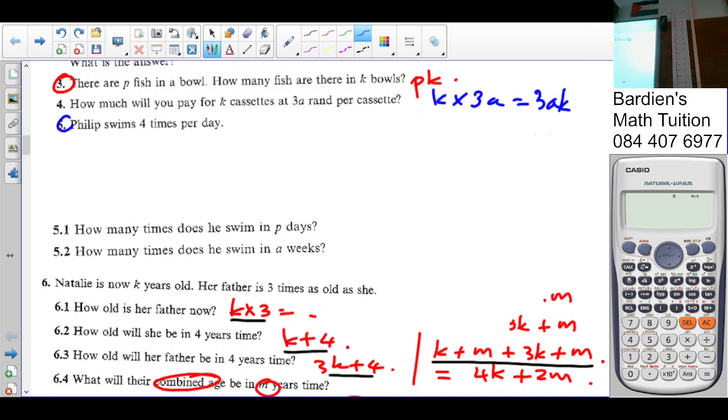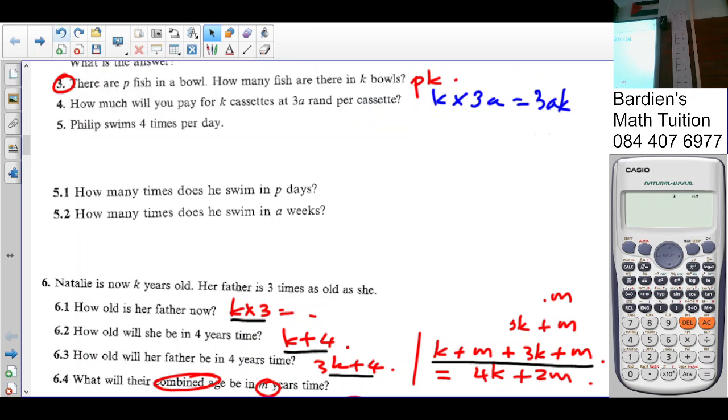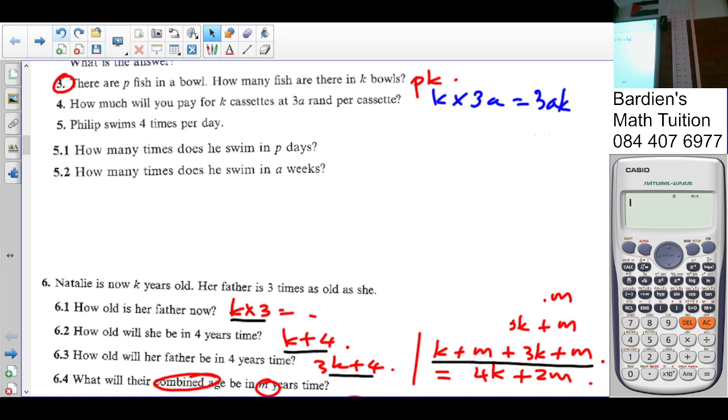Let's look at number 5. Philip swims 4 times per day. So how many times does he swim in 3 days? 12. How many times does he swim in 5 days? 4 times 5, 20. If he swims 10 days? 4 times 10 is 40.